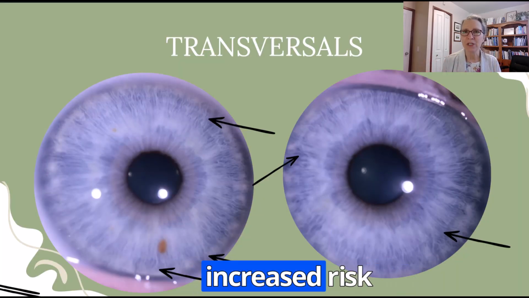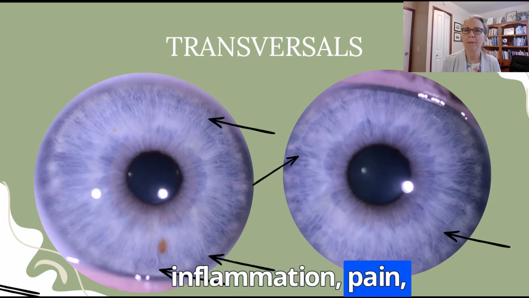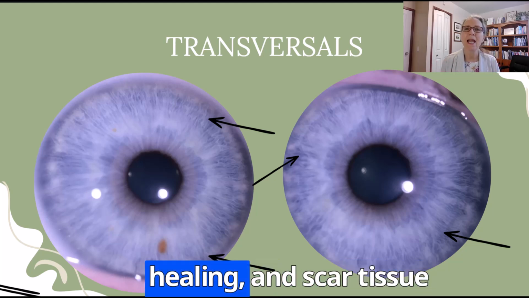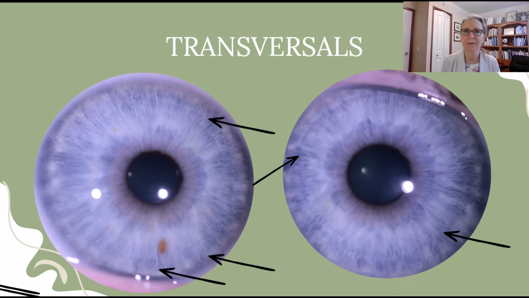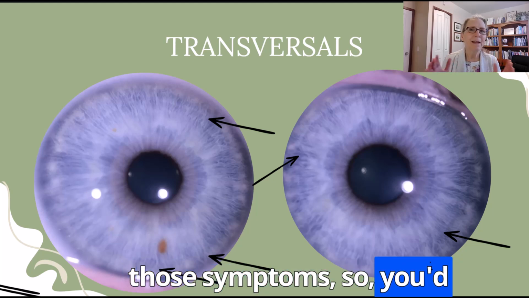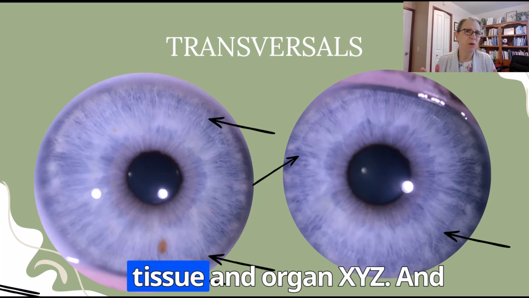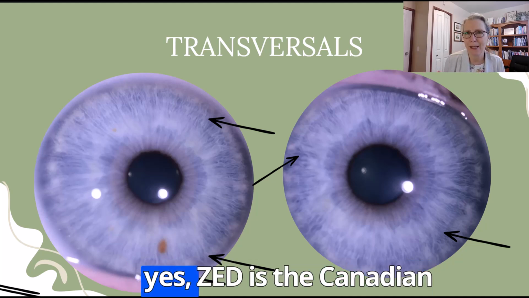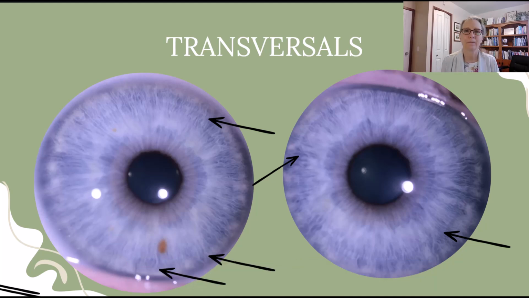Transversals suggest an increased risk of inflammation, pain, blockages, poor wound healing, and scar tissue formation. They are not guarantees of those symptoms, so you'd never say, you have scar tissue in organ XYZ. And yes, Z is the Canadian version of Z.